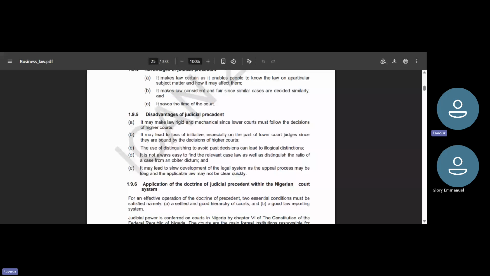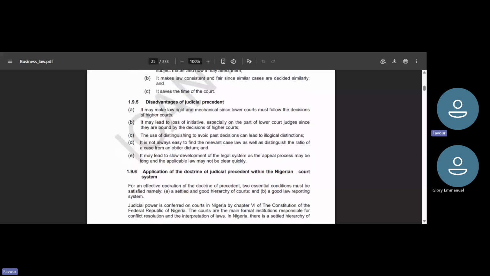So although it makes the law consistent and it saves the time of the court, it is difficult to find a relevant case law that might not be thrown out as distinguished. I don't know if you get. Might not be thrown out that, oh, no, based on the facts these are not the same thing, these are two different cases and all that. And it may lead to slow development of the legal system, as the appeal process is usually long or may be long, and the applicable law may not be clear quickly.